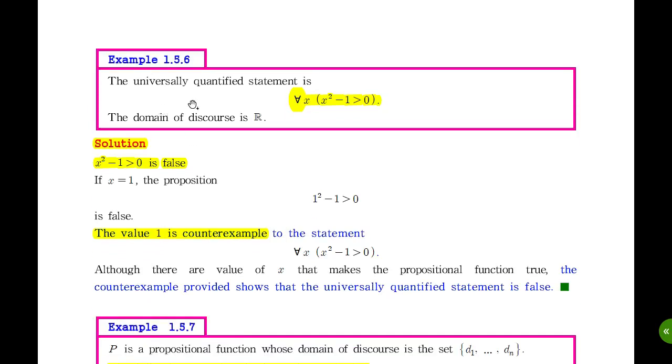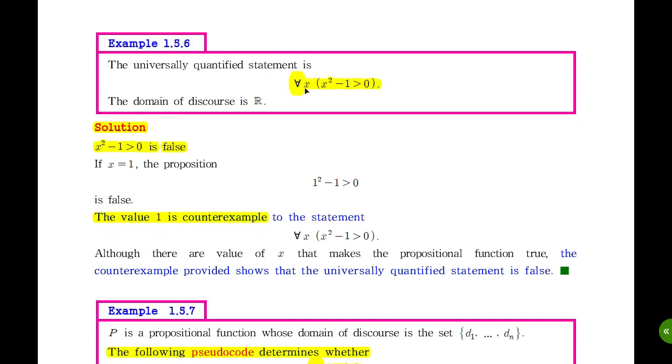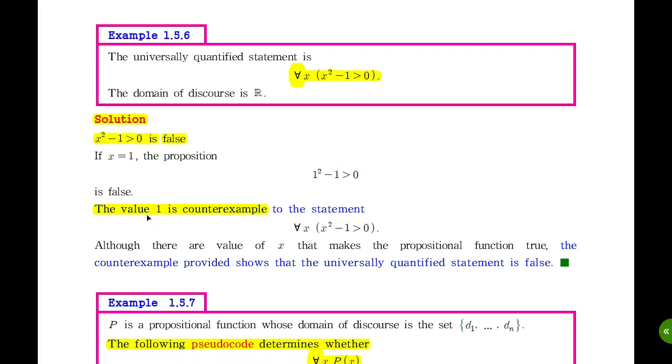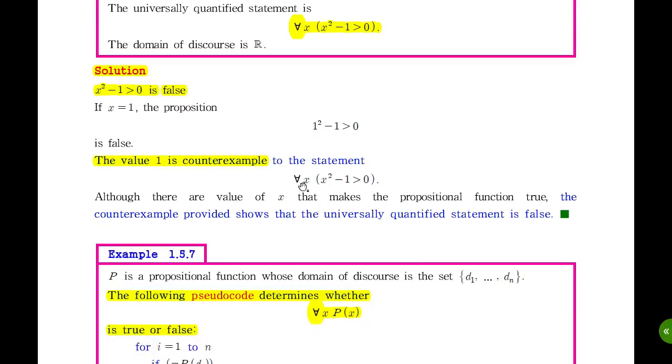Next, the universally quantified statement "for all x, x squared minus 1 is bigger than 0". Okay, is it true or false? This is false because if we choose x equal to 1, then 1 squared minus 1 is equal to 0, and 0 is not strictly bigger than 0, so it's false. And 1 is a counterexample to this statement.